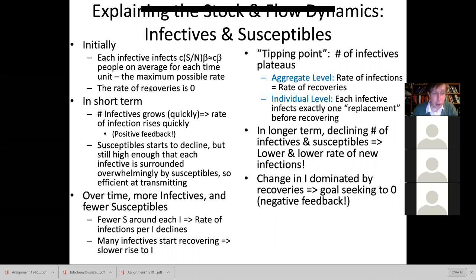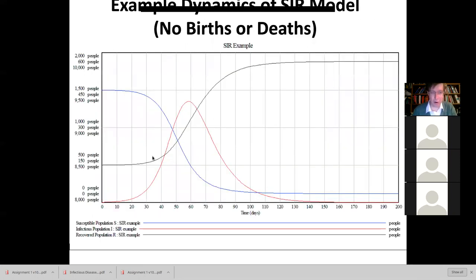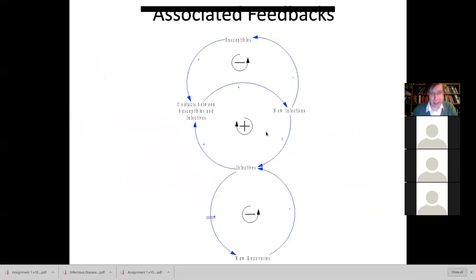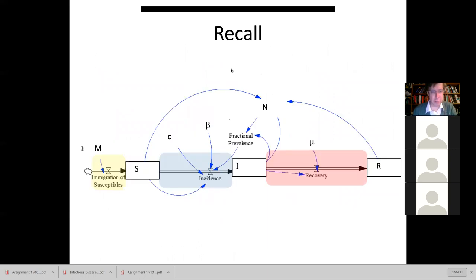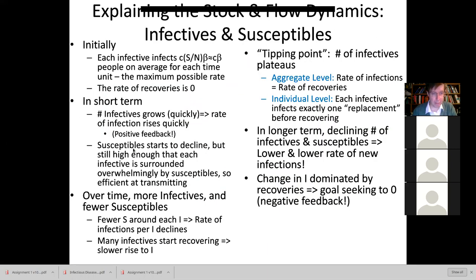Now, in the short term, the infectives are gonna grow very quickly. I mean, they're surrounded by so many susceptibles. It's gonna grow quickly. And really it's this loop that's dominating. This loop here, new infections breed new infectives, which lead to more contacts, which lead to new infections. The susceptibles are going down, but it's pretty small potatoes at that stage. Because the infectives are just living in an ocean of susceptibles.